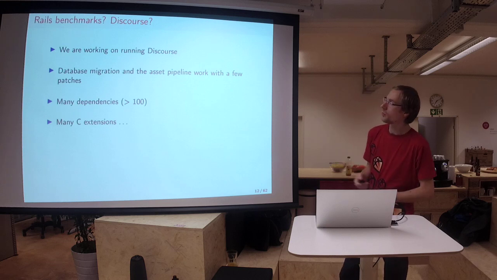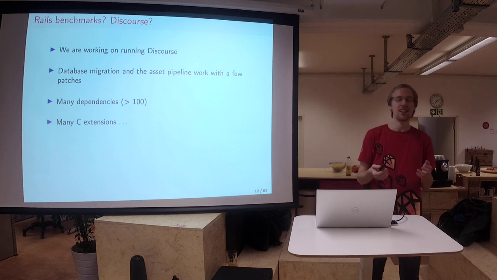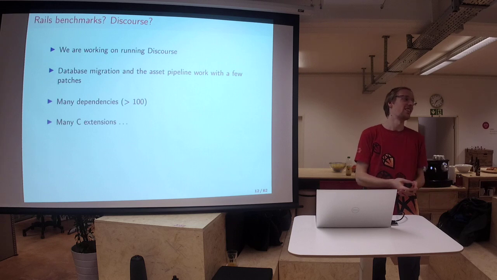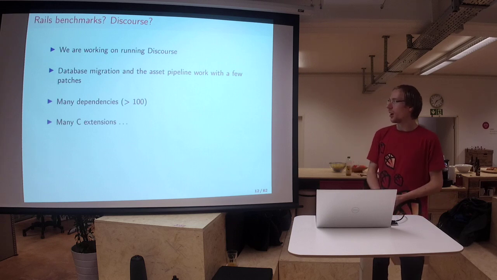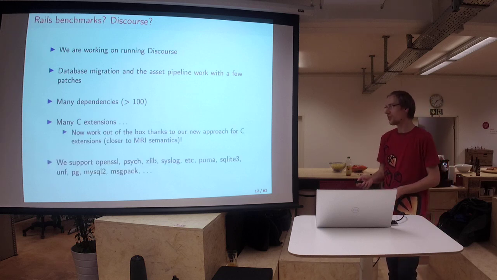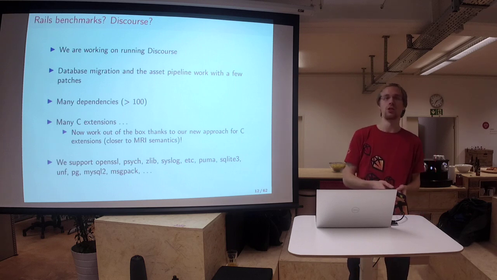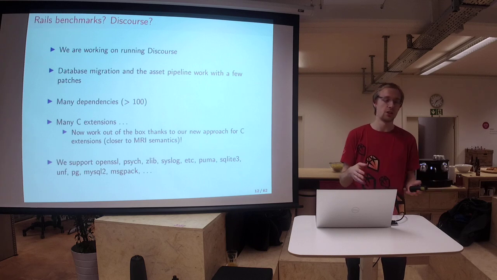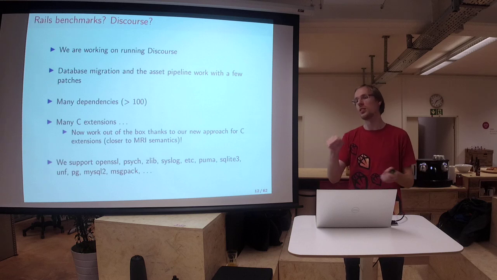But the big challenge of running big Rails apps is they often have tons of dependencies, over 100 gems, for instance, and one that doesn't load is enough to not be able to run it, right? And then you have to start to work around it, and that's not ideal. And many of these gems are also C extensions, which tends to be more complicated. So recently we got a new approach for C extensions that works a lot better. Before, for instance for the PG driver or MySQL2, we had to patch quite a lot of places and so on.